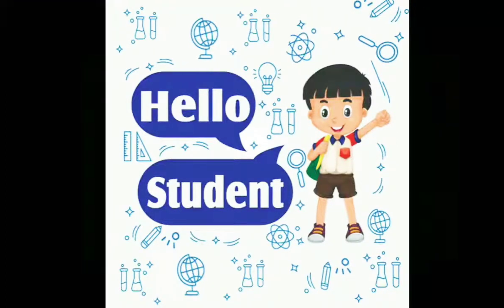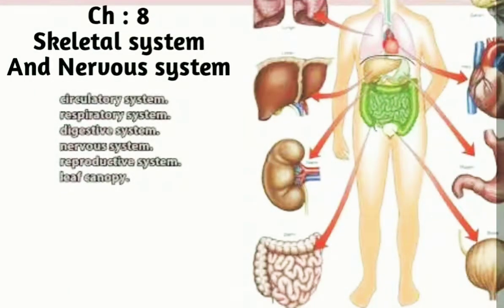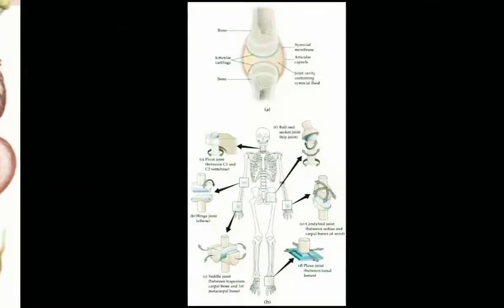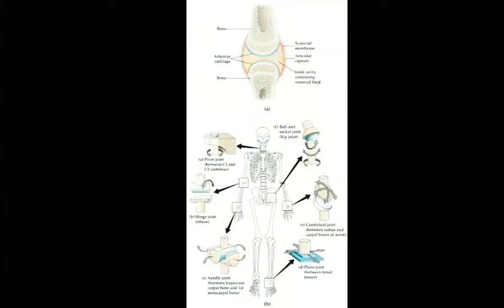Today we will continue with the chapter Skeleton System and Nervous System, and we are going to study about joints. So what are joints? The place where two bones meet is called a joint. The bones are joined together by strong tissues called ligaments. There are many types of joints in our skeleton system.